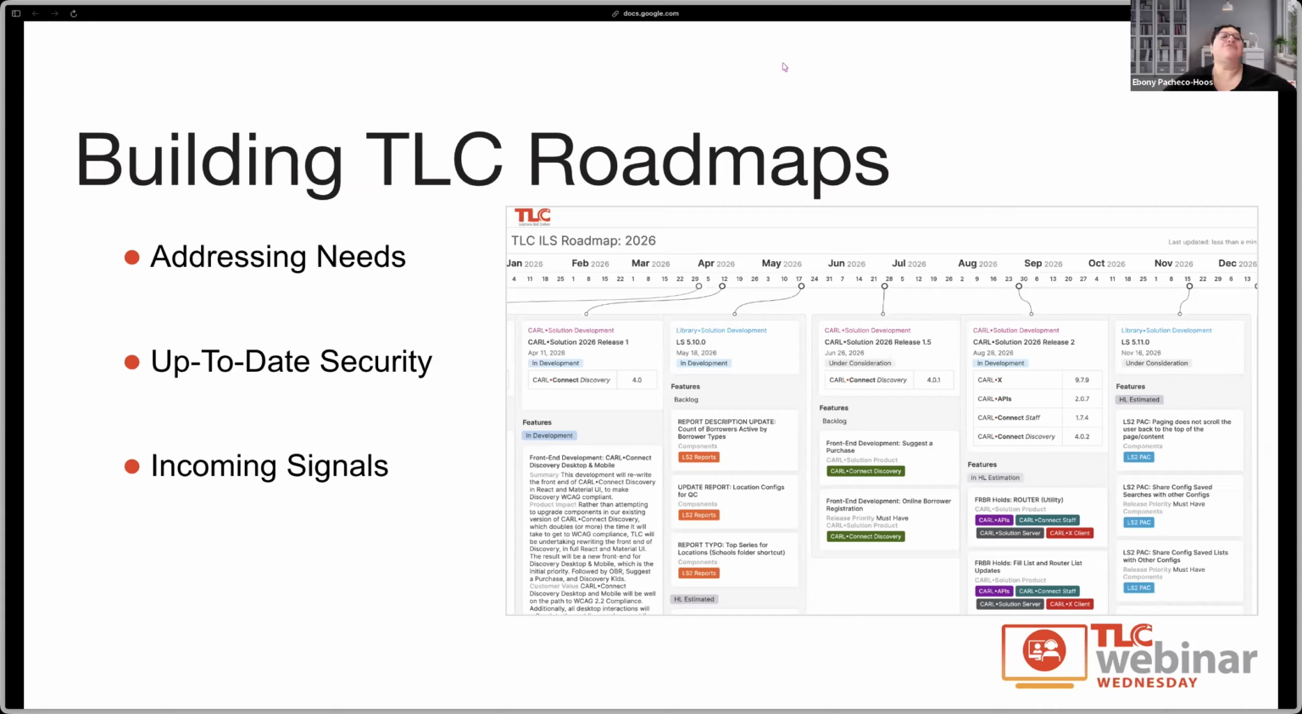So that is first and foremost. What are the needs of the product, of TLC, of the market, and how do we line up our development roadmap to fulfill those needs? Beyond that, we also take a look at security, and we want to make sure our security is up to date.